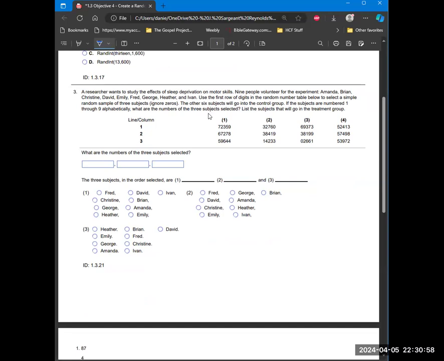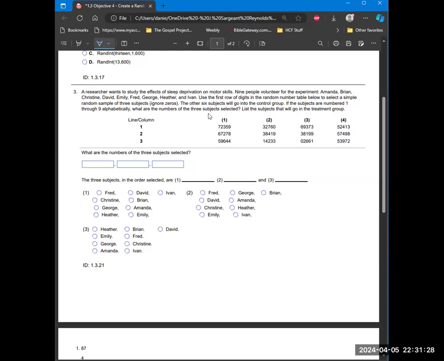All right, let's go ahead and look at problem number 3. A researcher wants to study the effects of sleep deprivation on motor skills. 9 people volunteer for the experiment. Their names are Amanda, which starts with A, Brian, which starts with B, Christine, which starts with C. You see this pattern, they'll use this a lot in the book. David starts with D, Emily with E, Fred with F, George with G, Heather with H, and Ivan with I.